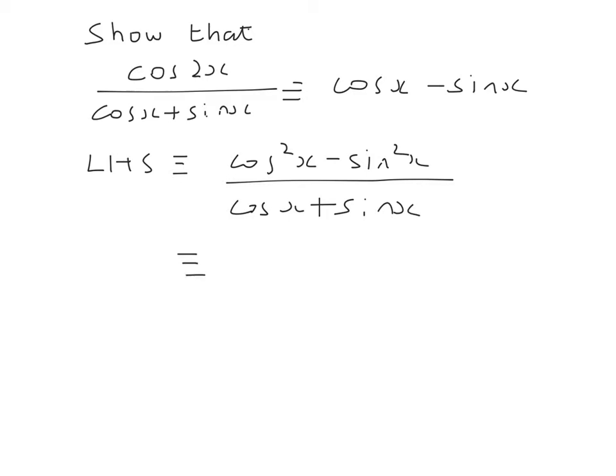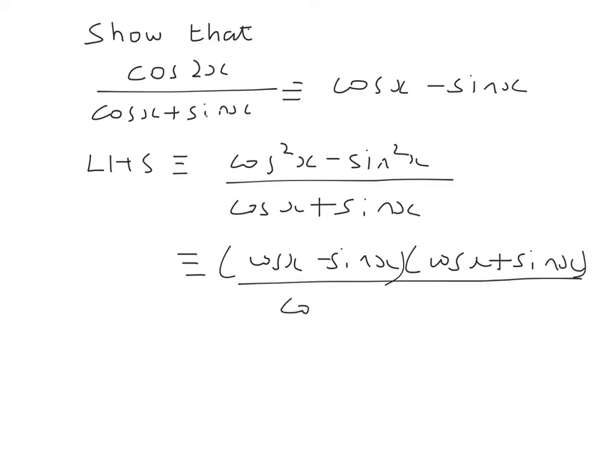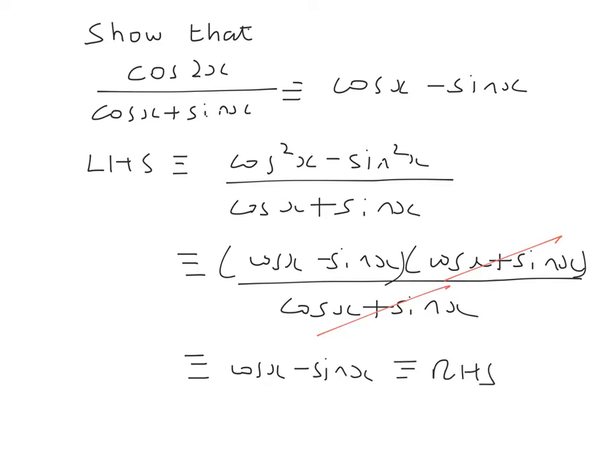Cos squared minus sine squared, well that's cos x minus sine x times cos x plus sine x. And that's all over cos x plus sine x. Cos x plus sine x divided by cos x plus sine x is 1. So this becomes cos x minus sine x, which is the right hand side, and proof complete.